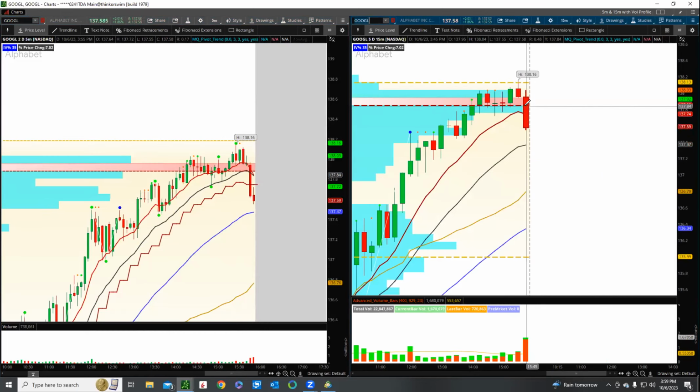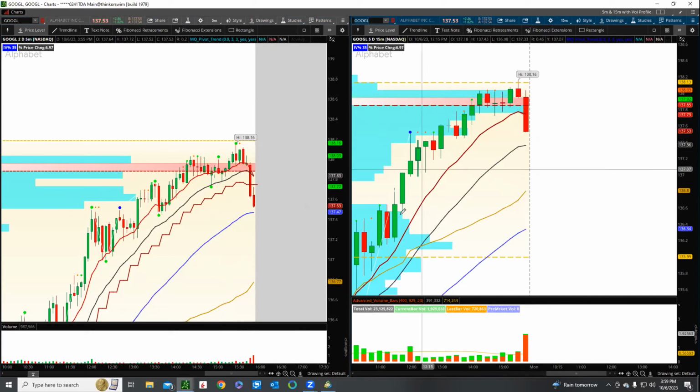So this is what I would have needed to see at 3 o'clock for me to be interested in taking a short trade, meaning getting a close below the 15-minute 10 EMA, right? On the 5-minute, seeing if that could happen. But it's only happening now. This is what I was talking about, some type of a reversal of trend, right?